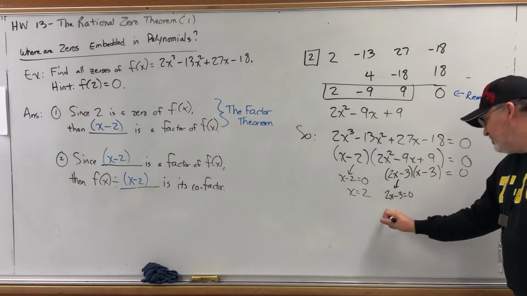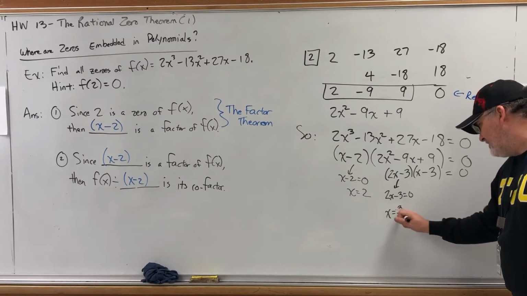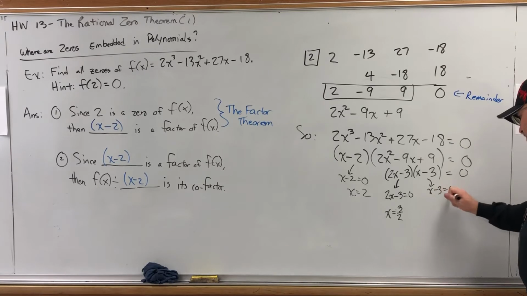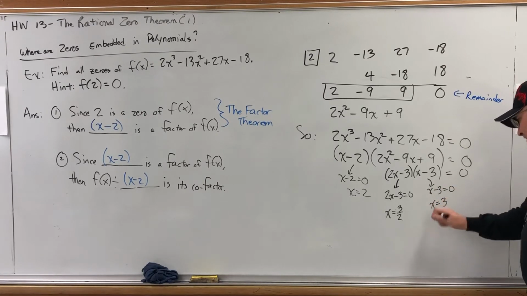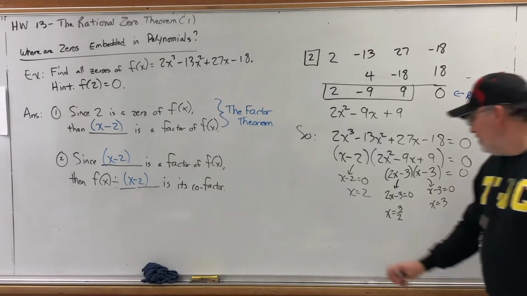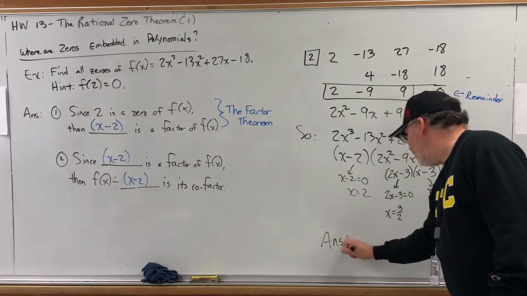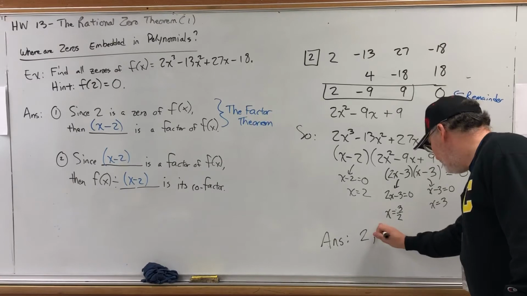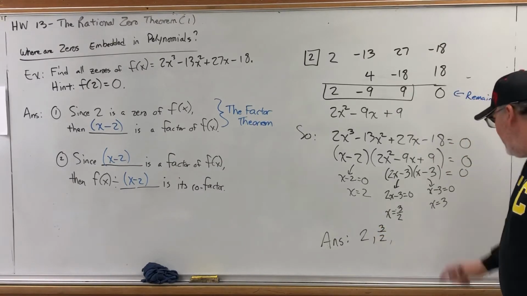If we put that equal to 0 and solve it, we get x equals 3 halves. And the other factor is x minus 3 equals 0. That's easy to solve. We get x equals 3. So we have our zeros. Our zeros are 2. We were given that one. 3 halves. And 3.